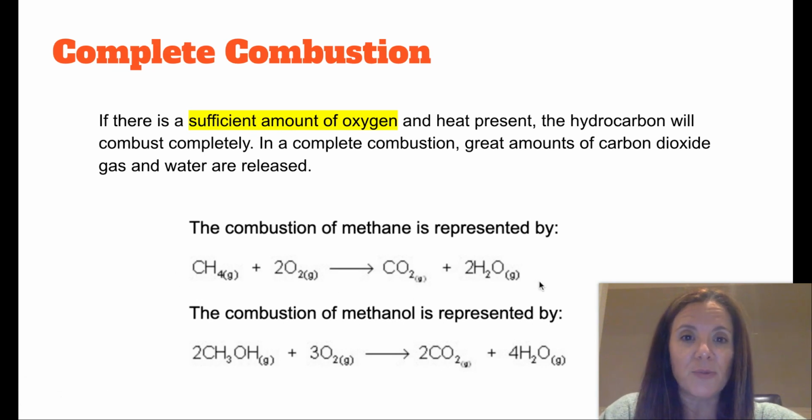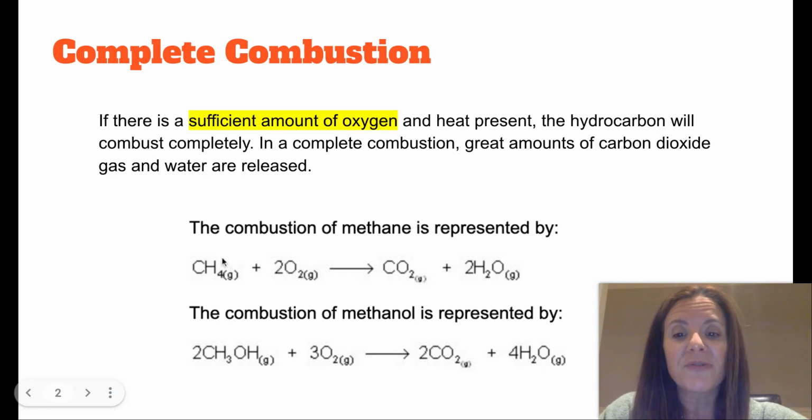Everything is in gas form in these particular equations because there's a huge amount of heat and light released. So when there's a lot of heat, the gas is going to vaporize. Carbon dioxide is also a gas. We know oxygen is a gas. And in this case, our fuels also happen to be gases. The fuel doesn't always have to be a gas. It can also be liquid as well.